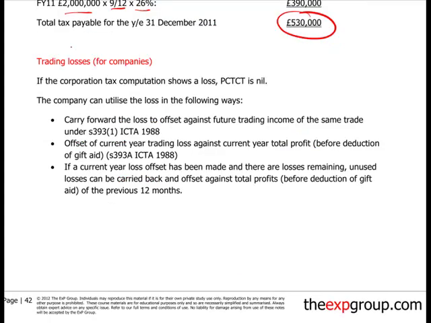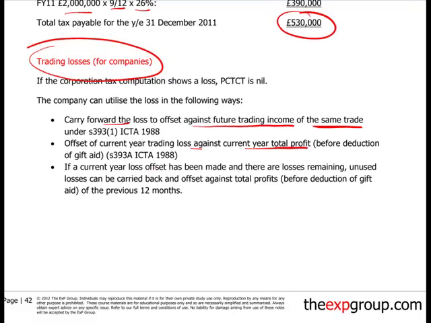Now, trading losses for a company, a bit different to an individual. The company can utilise the loss in the following ways. It can carry forward the loss to offset against future trading income of the same trade. So that is actually quite similar to sole traders. It has to be the same trade. It can offset current year trading loss against current year total profits before deductions of gift aid. So again, quite similar to sole traders who set it off against total income.